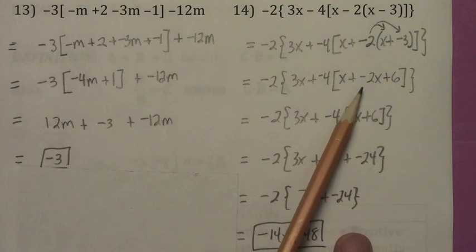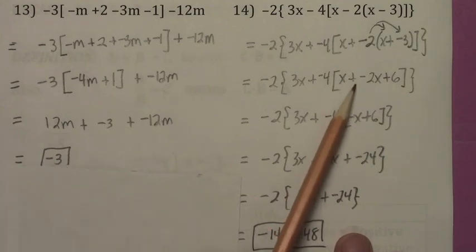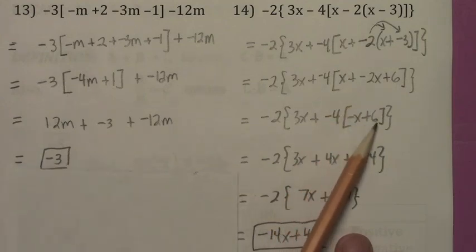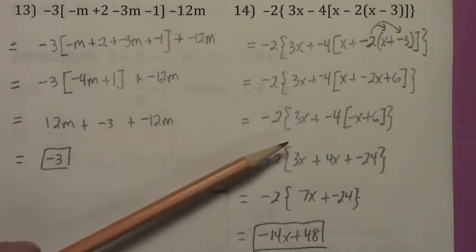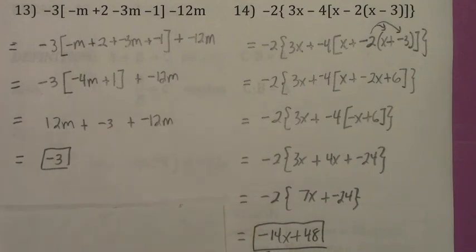And when you do that, inside the square brackets, you should have added the x's together and gotten negative x plus 6 inside the square brackets. You see how it gets easier as you go? It's a little bit easier. Anyway, when you continue that, your final answer should have been negative 14x plus 48.